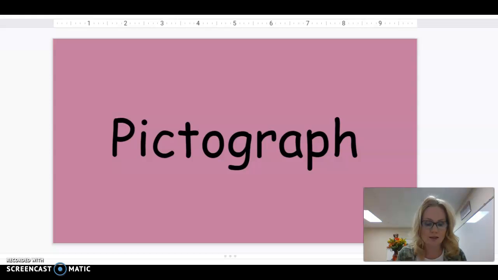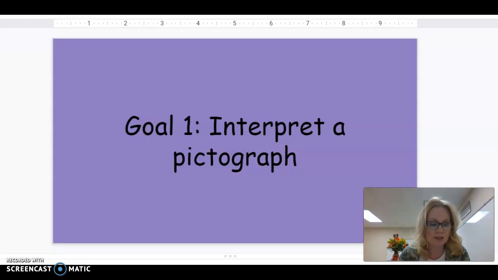In this activity, we have two main goals. Your first goal is to interpret a pictograph. There are a couple big words in that. Let's start with the word interpret. Can you say that with me? 1, 2, 3. Interpret. When we interpret something, it means we understand it. We want to be able to understand a pictograph.